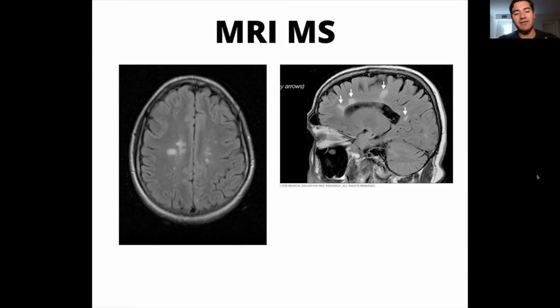And then based off the MRI findings, they go through something called the McDonald diagnostic criteria. They'll run through a criteria based off of the symptoms that you have and the MRI findings to make an accurate diagnosis of MS at that point.